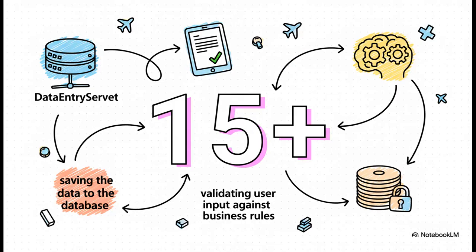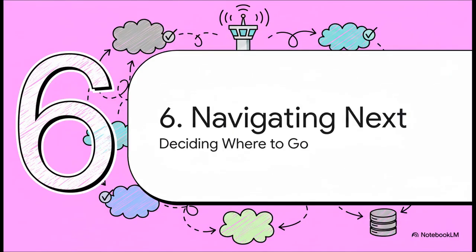And this right here is where you really see the complexity of what this servlet is juggling. To get that save operation done, this one single servlet is talking to more than 15 different data access objects, DAOs. And each of those DAOs handles a different part of the database. So think about that. For just one form submission, the data entry servlet is the master coordinator, orchestrating writes across over a dozen different database tables. It's pretty amazing.